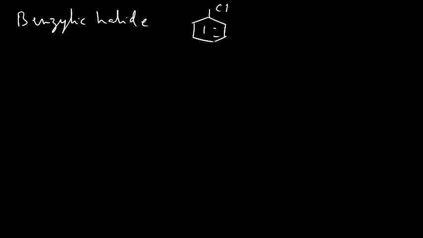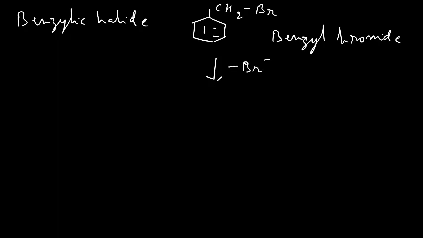Now let us discuss the SN1 mechanism in benzylic compounds. Benzylic halides. What is a benzylic halide? This is a benzene ring. In the benzene ring, this is an alkyl group, and to this alkyl group one halogen atom is present. Therefore, this is benzyl bromide. Benzyl bromide.